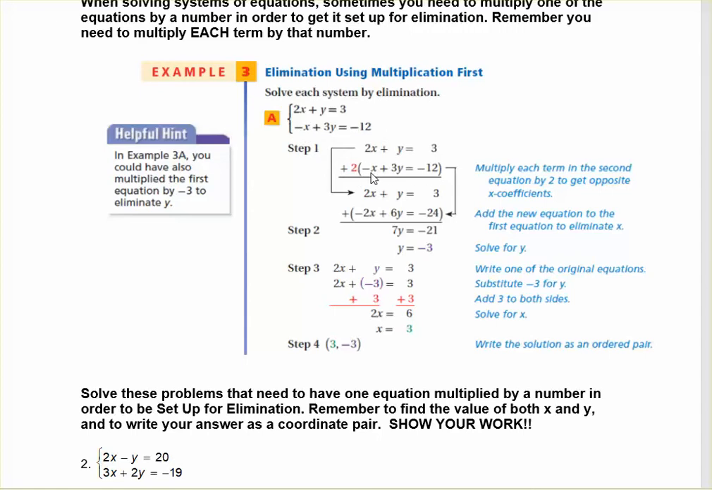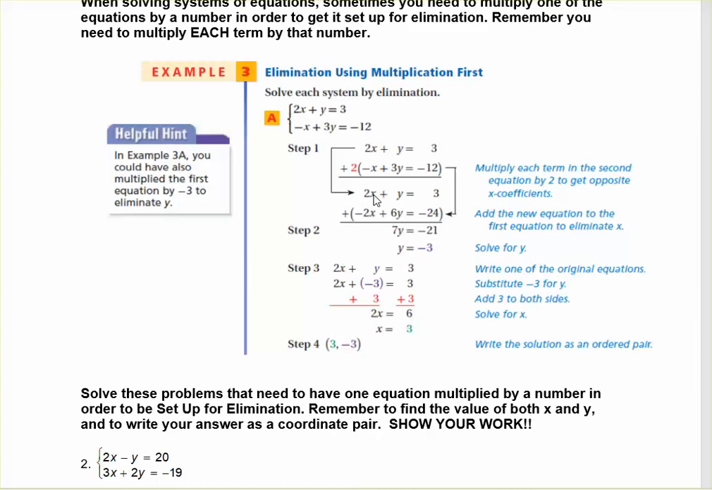That's what they're doing right here. Every single term has to be multiplied by 2. So 2 times negative x is negative 2x, 2 times 3y is 6y, 2 times negative 12 is negative 24. Now we have this system right here.